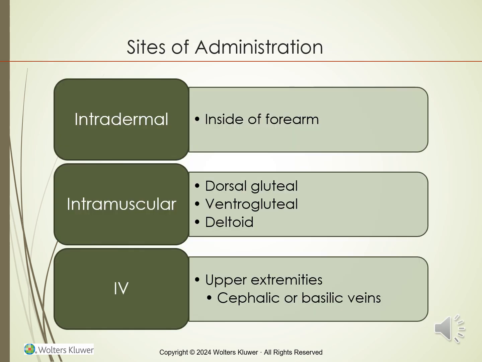Intradermal injections are typically injected at the area of the forearm. Intramuscular injections are administered in the dorsal gluteal muscle, the ventrogluteal muscle, as well as the deltoid muscle. And IVs are started mostly in the upper extremities using the cephalic or basilic veins.